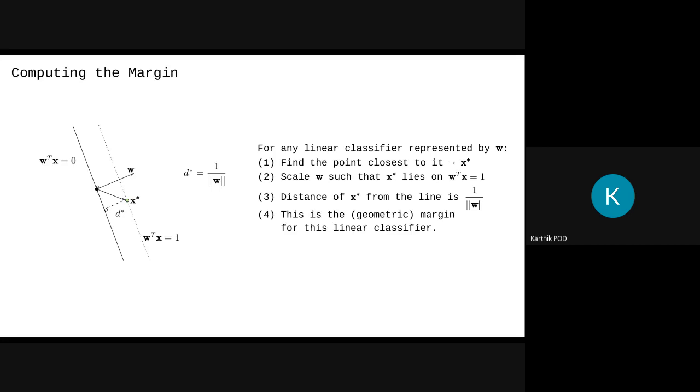Very quickly, as I said before, there are two different notions of a margin: the functional margin and the geometric margin. In perceptrons, we said W transpose X Y is greater than or equal to some gamma. We call that gamma the margin, and this gamma is called the functional margin. Let me present this tab so that it becomes easier.